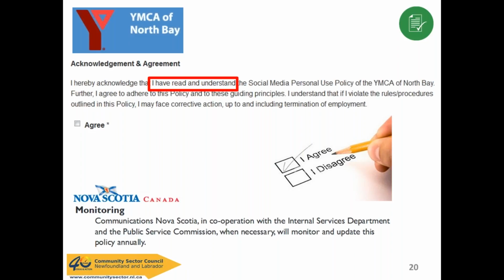And the government of the province of Nova Scotia says that in terms of monitoring this update, the Communications Nova Scotia, in cooperation with the Internal Services Department and the Public Service Commission, when necessary, will monitor and update this policy annually.